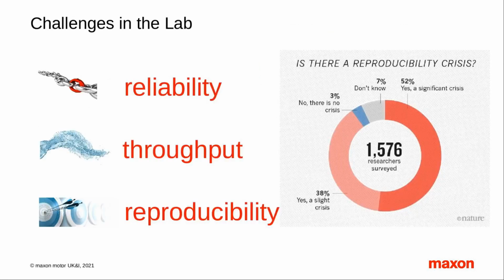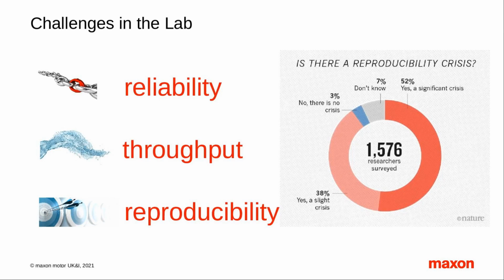So if you're automating a lab, what are the key challenges? There's three words in there, bold in red: reliability, throughput, and reproducibility. What I want to do is, if you look at the pie chart to the right, what you'll see is that this makes a profound statement, and this was a recent survey. Nearly 1,600 researchers were surveyed, and just over half of them said that there was a significant crisis in reproducibility.